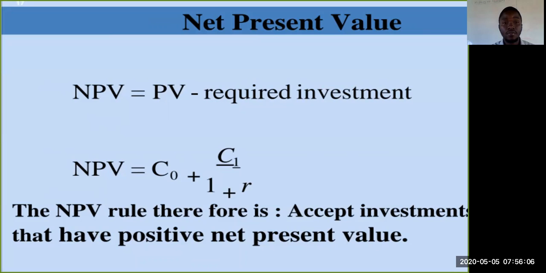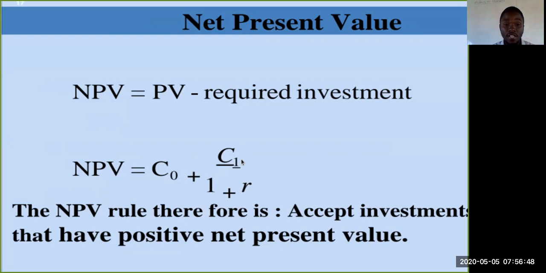Net present value. NPV is equal to the present value minus the required investment, which is NPV equals C0 plus, this formula is the formula for present value. And then the C0 in this case, looking at our example, was the cost of building the office block, which was the 350. And it has to be subtracted from the present value.